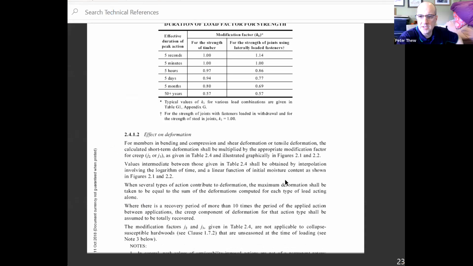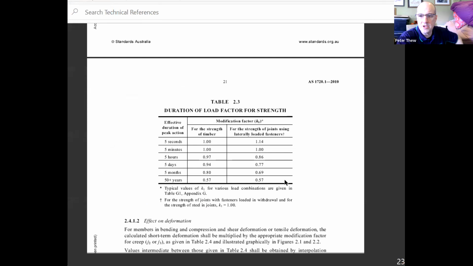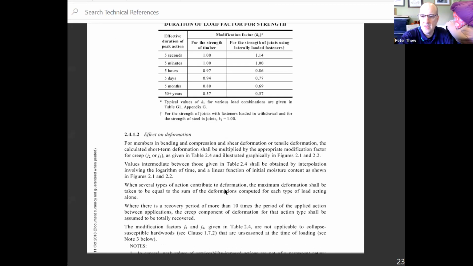So Bryce's question is, you have a beam which has snow loads, which in certain regions go for 5 months over the life of the structure. It also suffers wind loads, which is a 5-second load. It's got a bit of dead load. What do you use for K1?